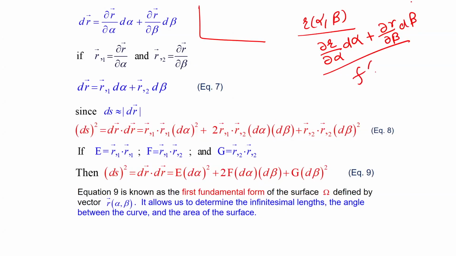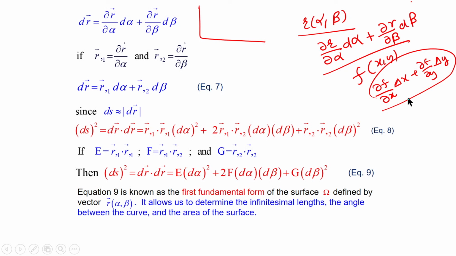In the same way, for a function f of x and y, we used to write del f by del x into dx plus del f by del y into dy. So, dr can be written like this, where dr by d alpha is denoted as r comma 1 and dr by d beta is denoted as r comma 2.